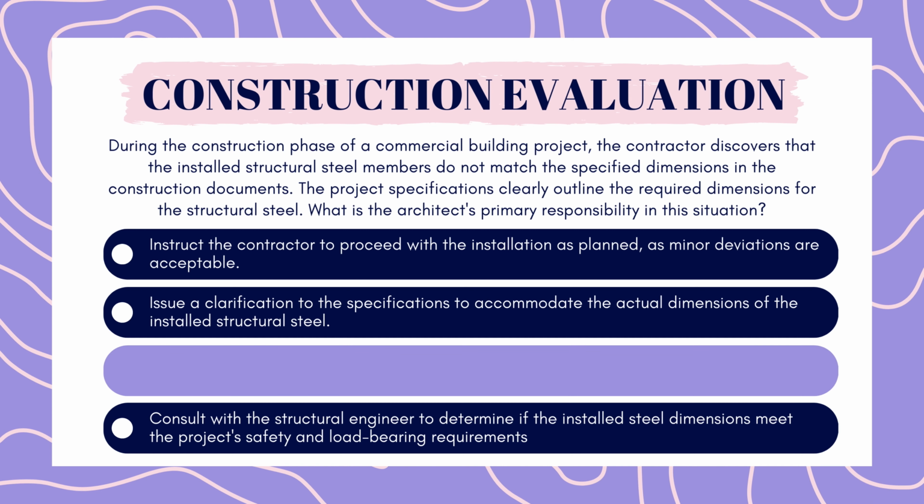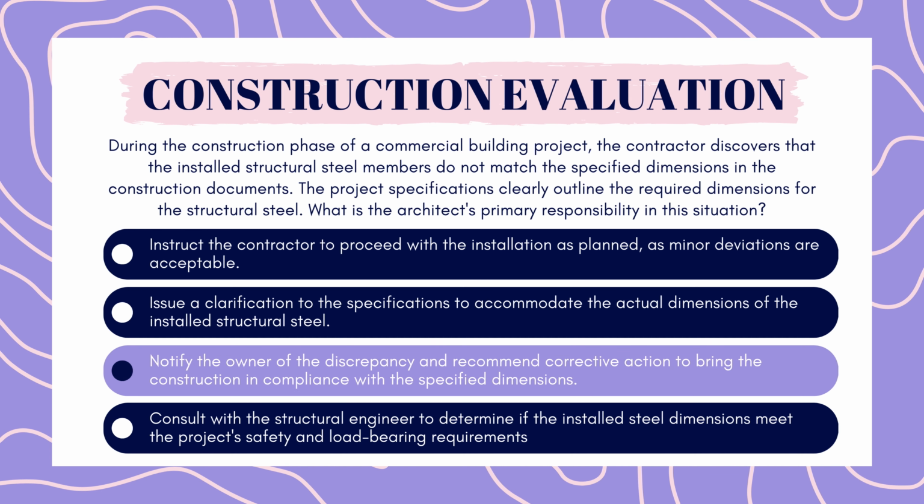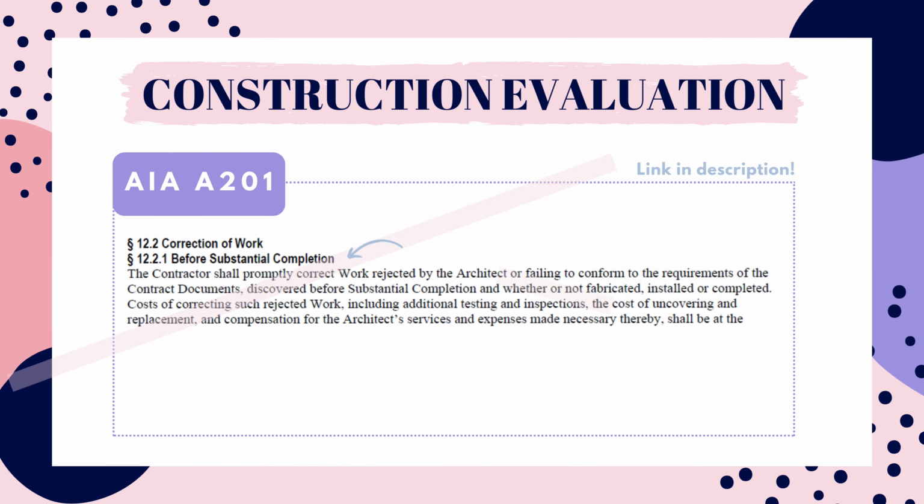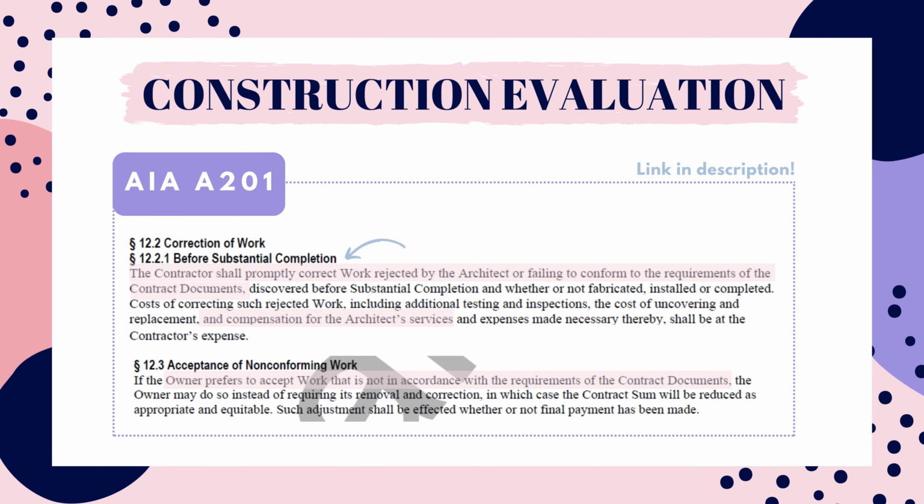And the correct answer is to notify the owner of the discrepancy and recommend corrective action to bring the construction in compliance with the specified dimensions. In this scenario, the architect's primary responsibility is to communicate the discrepancy to the owner and recommend corrective action to ensure the construction aligns with the specified dimensions outlined in the project documents. This response prioritizes transparency with the owner and adherence to the established design and safety requirements.